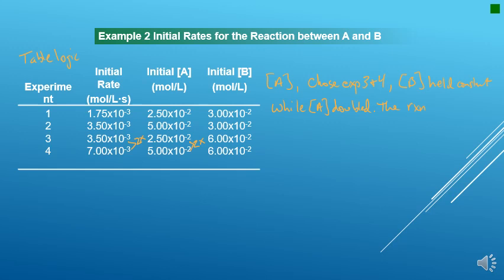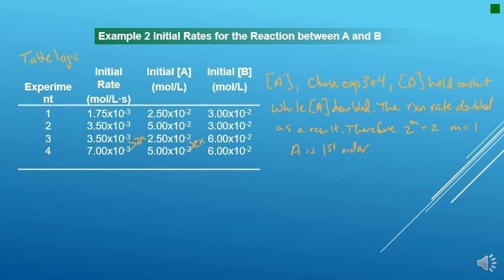We can say the reaction rate doubled as a result. Therefore, we can take 2 raised to the m power equals 2, so m equals 1. So I can just simply say A is first order.